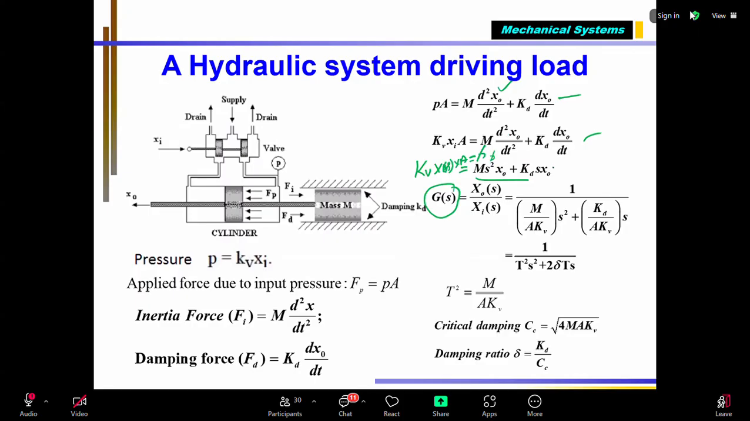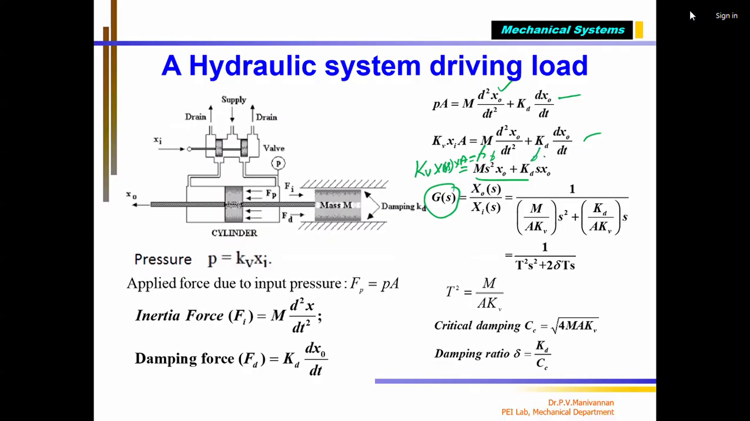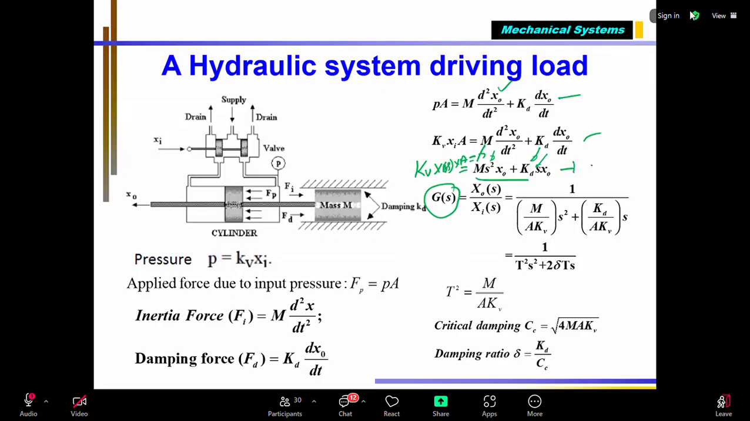This x naught will become x naught itself plus kd. The kd is a constant, so it comes as it is. d by dt will become s. This x naught will come here. So this is my Laplace equation. This is a time domain equation. I convert this differential equation to a simple algebraic equation.